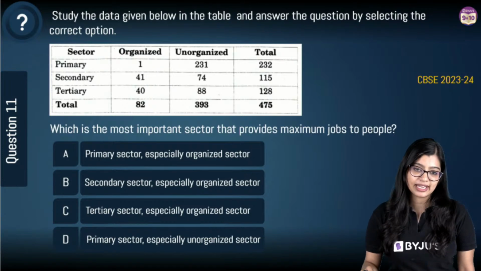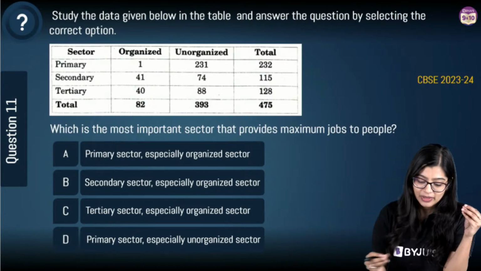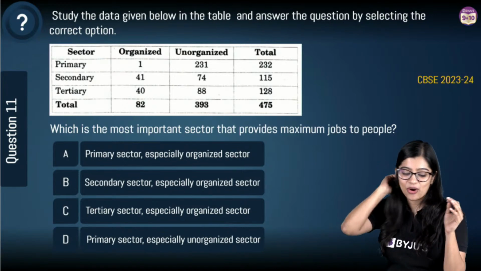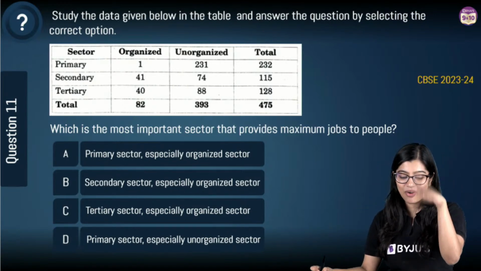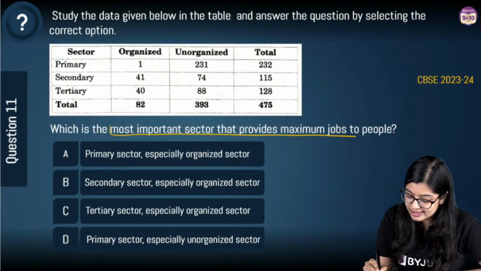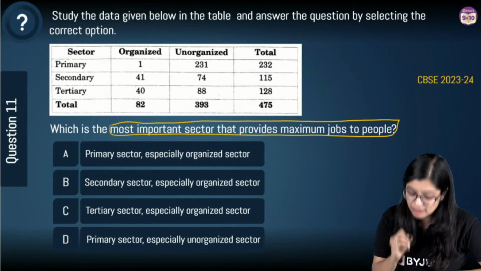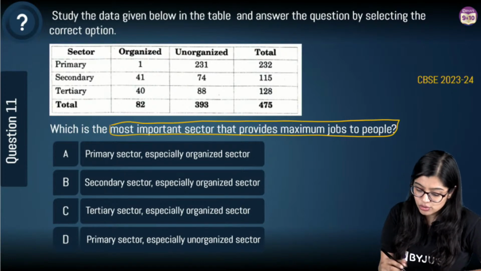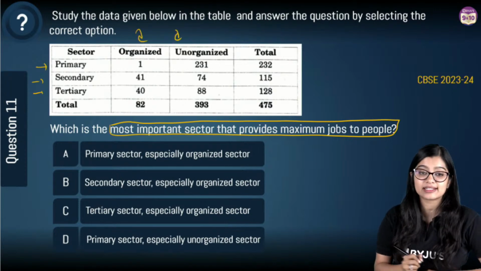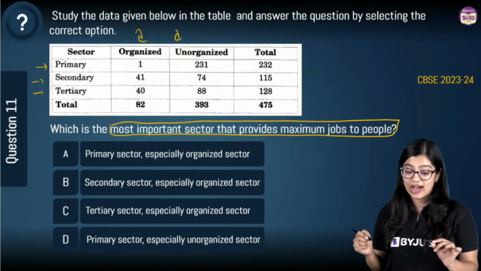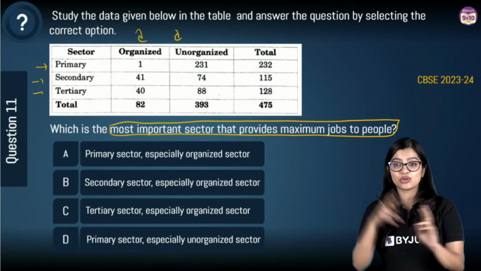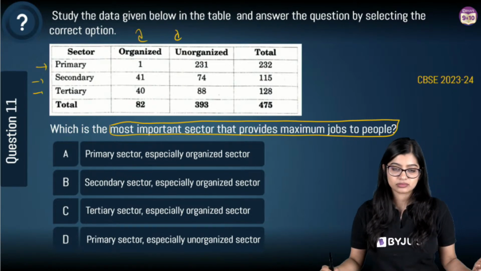So you have a table given below, where you have the sector, organized, unorganized and total. Which is the most important sector that provides maximum jobs to people, right? So you have primary, secondary, tertiary, and under that also you have organized and unorganized. So identify where maximum employment is and in which sector. So you have two things to cross.